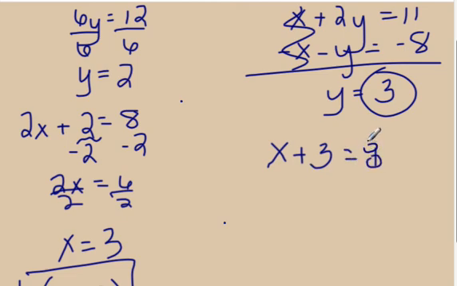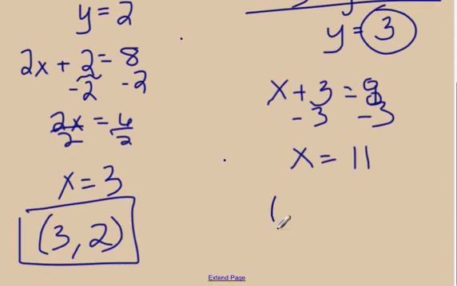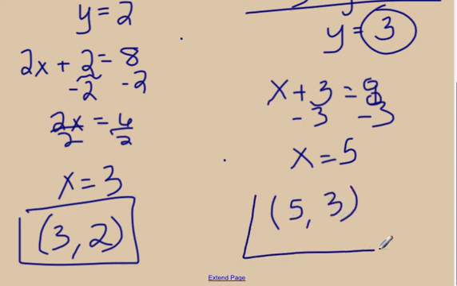Oops. So now I'm going to subtract 3 from both sides, and I end up getting that x is equal to 5. So then I end up getting that my x is equal to 5 and my y is equal to 3, so I write that out as a coordinate point, first my x, then my y.